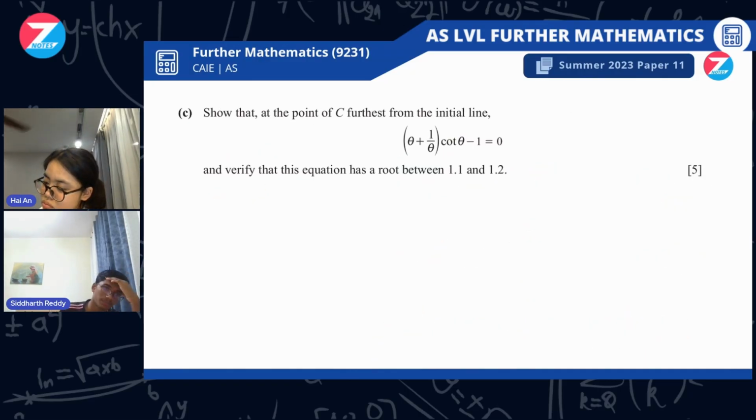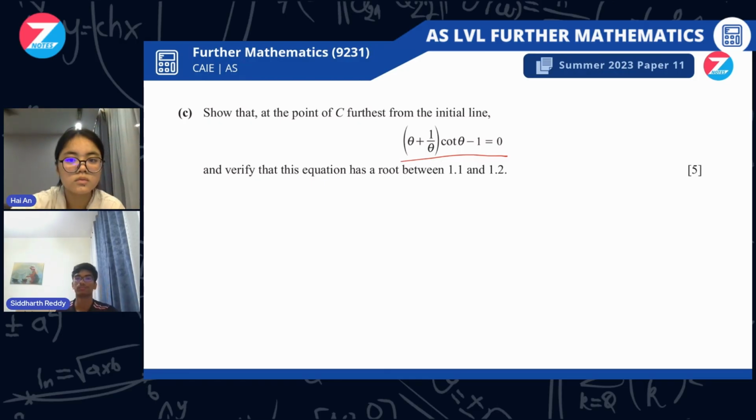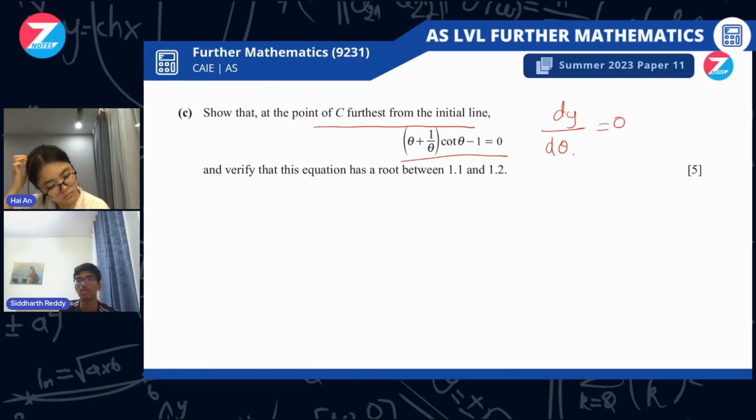Show that at the point of C furthest from the initial line, this equation is true, and verify that this equation has a root between 1.1 and 1.2. Okay, so to find the point furthest from the initial line, it happens at the point where dy by d theta is equal to 0. So we need to find the value of theta for which this equation is true.